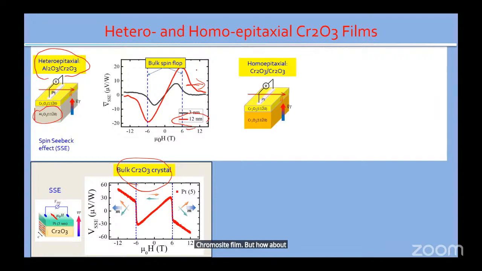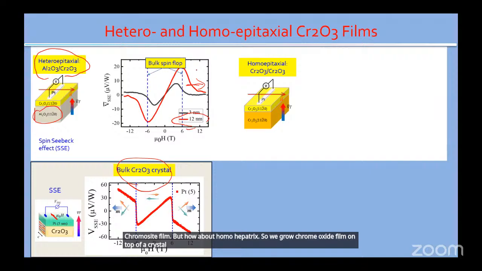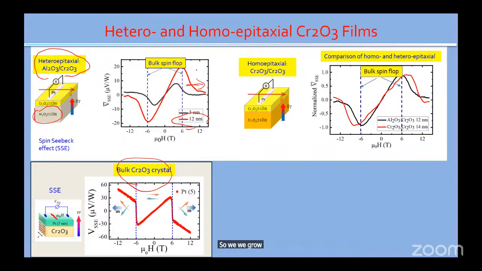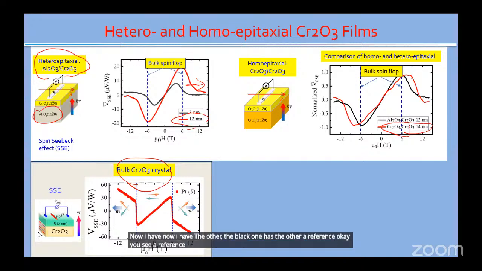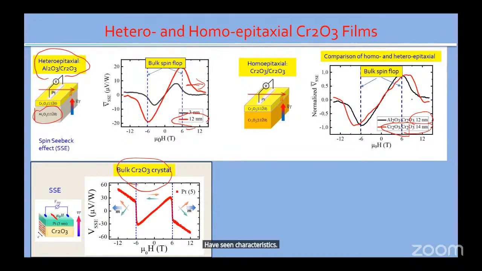But how about homoepitaxial film? So we grow chrome oxide film on top of a crystal. The crystal is prepared with a smooth surface with the RMS roughness less than 0.2 nanometer. We grow many films, and here I pick this one, the red, a 14 nanometer homoepitaxial film grown on chrome oxide crystal. Now, I have the black one as a reference. You see, these two essentially have about the same thickness, 12 versus 14, and have the same characteristics, a broadened and upshifted spin flop transition field.